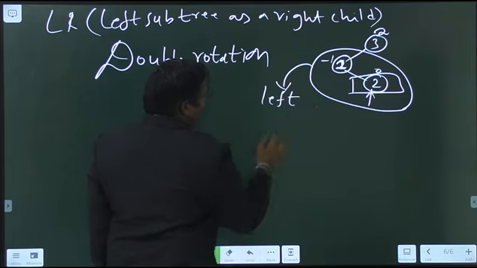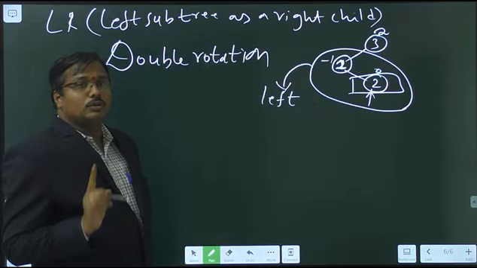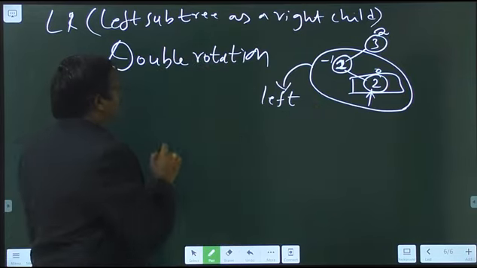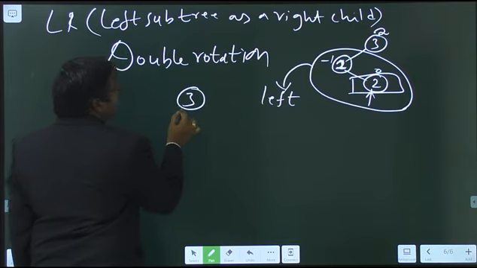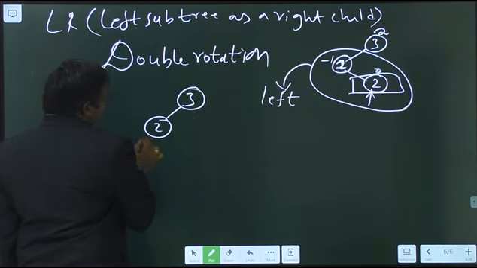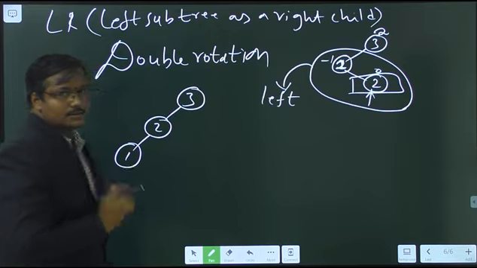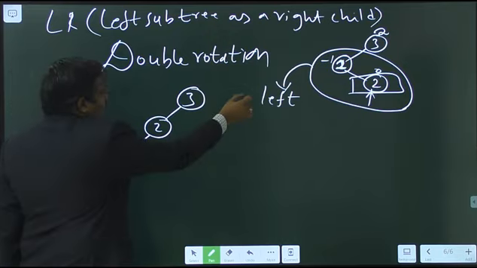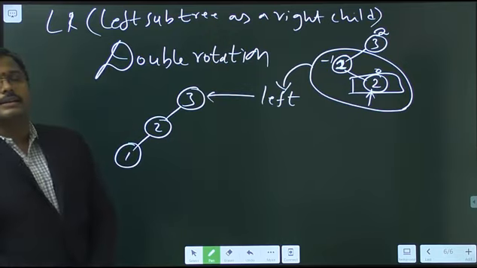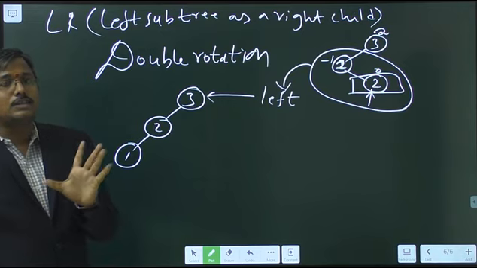First we perform a single rotation towards the left direction. The resultant tree is 3, 2, 1 like this. When we perform the left rotation, we need to get 3 like this. So one rotation is over.